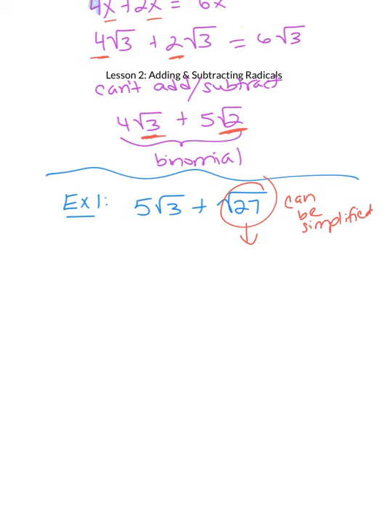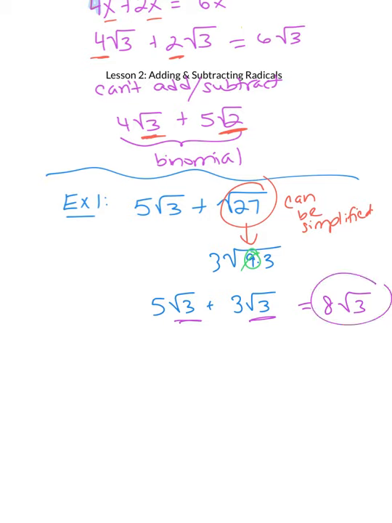So square root of 27 is really the square root of 9 times 3. I'm trying to find a perfect square that goes into 27. Square root of 9 I'm going to take out, that's 3. So this is really 3 radical 3, the square root of 27. So in fact, I can add these. They are like terms because they both are being multiplied by the square root of 3. They're both radical 3. So 5 radical 3 and 3 radical 3 is 8 radical 3.